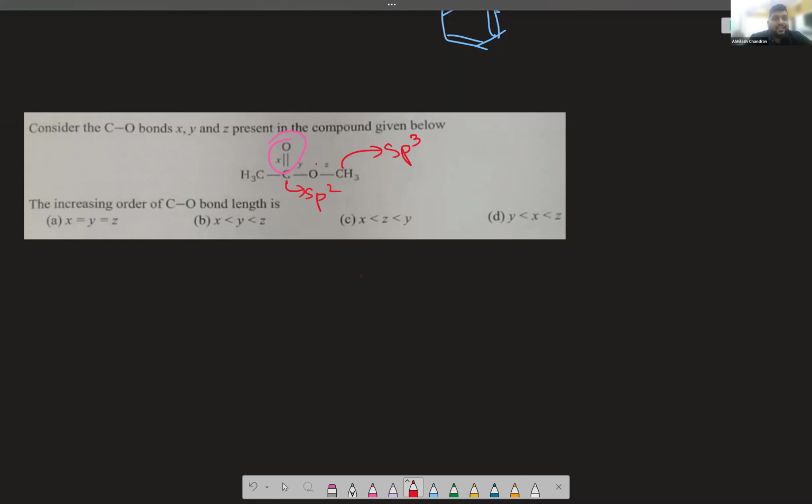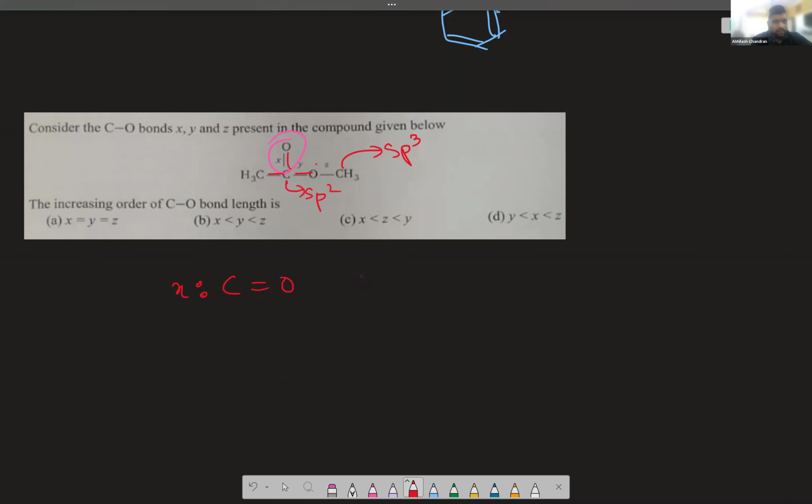So X here is a carbon double bond oxygen, right? So obviously this is going to be shorter, and that carbonyl carbon is sp2 hybridized. So obviously even this, this and this, all three of these are going to be relatively shorter, because sp2 hybridization automatically tells you that it's a shorter orbital, a shorter bond that is going to be there. Then carbon oxygen, this Y and Z, both of these are single bonds, carbon oxygen single bonds.